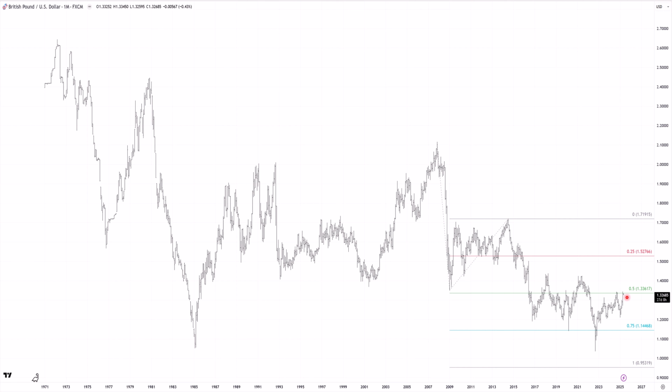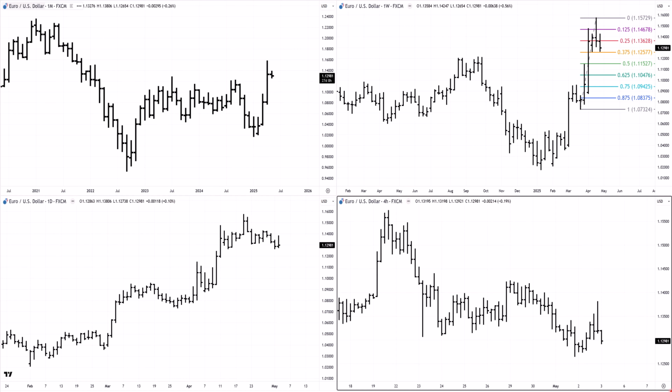How far do I think this is going to go, etc., etc. Okay, moving on to the euro US dollar there. As we said last week, the euro has looked stronger than the Aussie and the pound. It's been a very, very strong run up here.